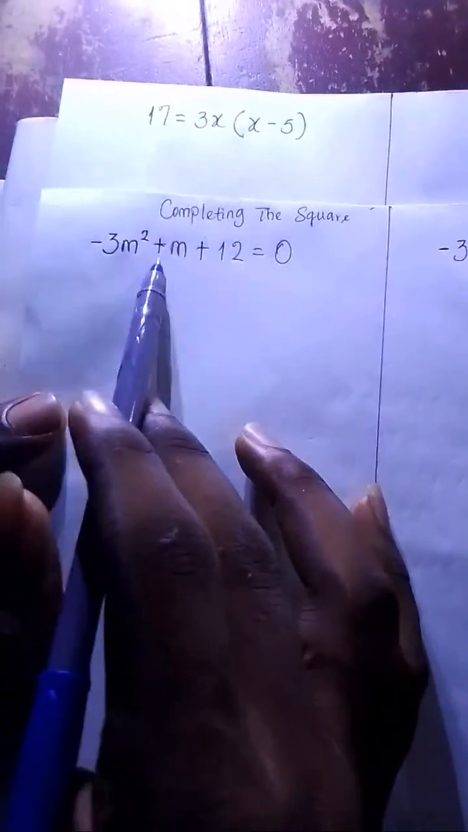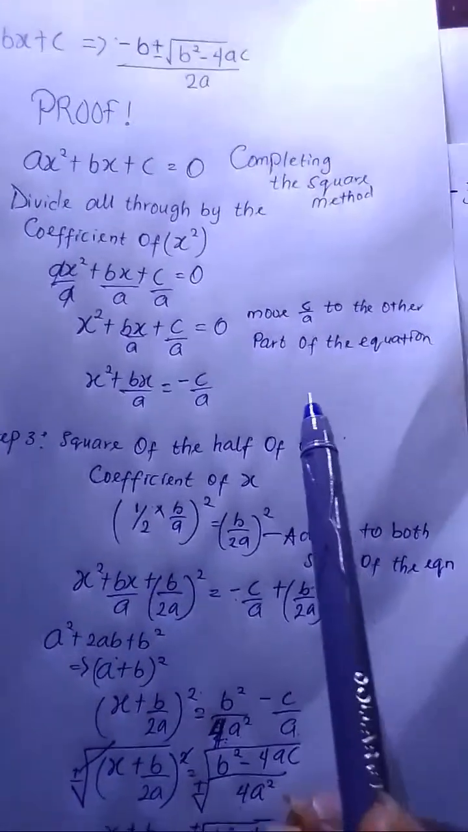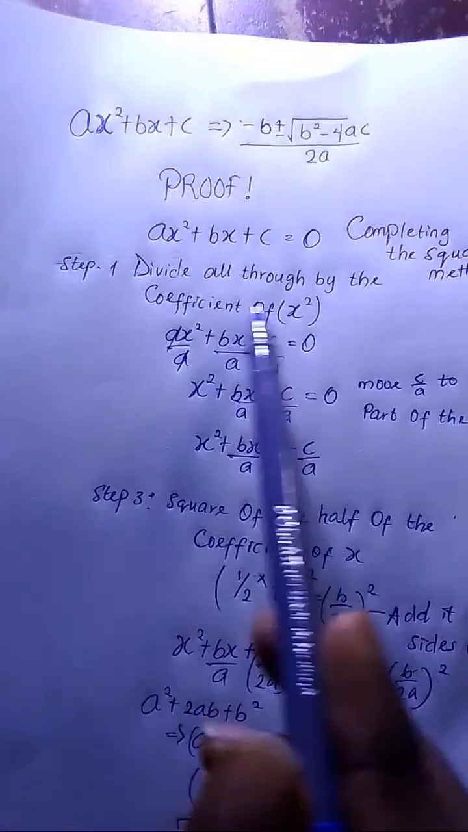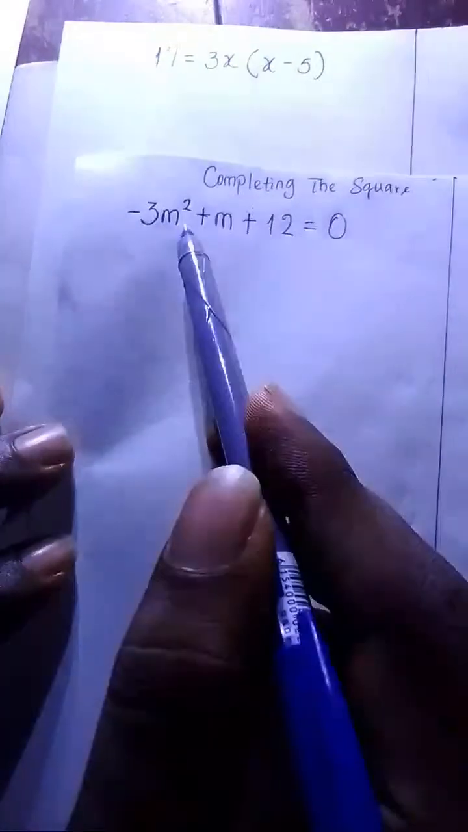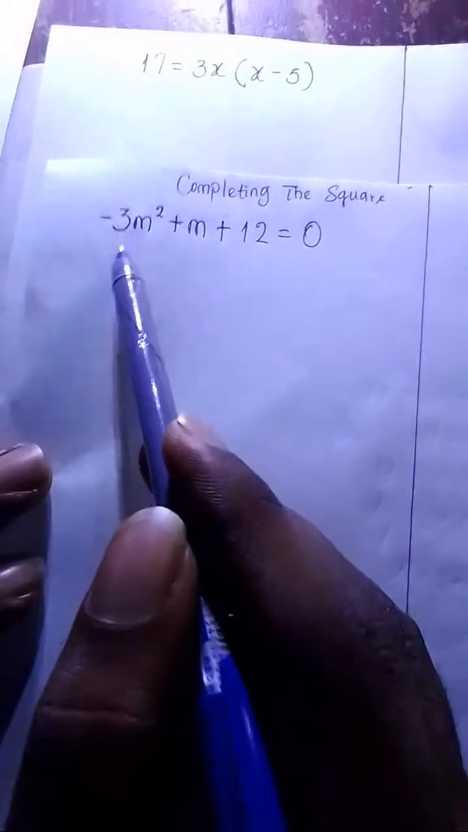So let's look at this. We have minus 3m squared plus m plus 12 equals 0 in the completing the square method. These are all the steps that we use in completing the square method. So the first step was what? To divide all through by the coefficient of x squared. That was the first step. We're going to do that step here. So we're dividing all through by the coefficient of m squared in this situation.